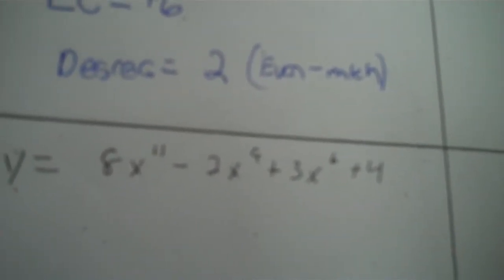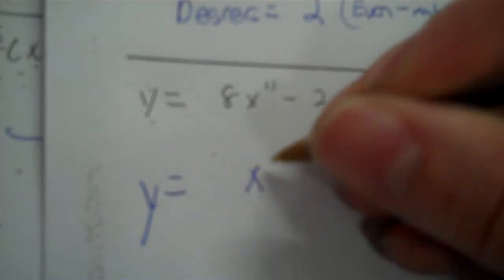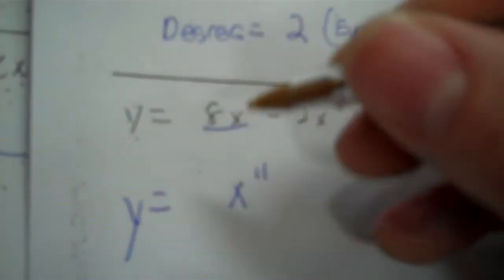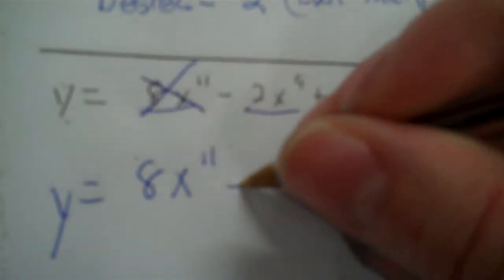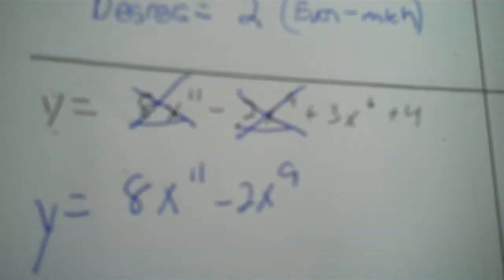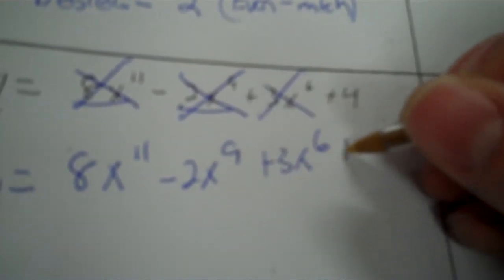Okay, next one. Y equals 8x to the 11th power minus 2x to the 9th power plus 3x to the 6th power plus 4. Now you need to put this in standard form. Your independent variable, the highest power, is to the 11th, and the only x to the 11th I have is 8. Now the next highest power, x to the 9th, that's the only one we have. And then x to the 6th. Actually, this one was already in standard form. Then plus 4. So the exponents have to decrease until you get to the constant.